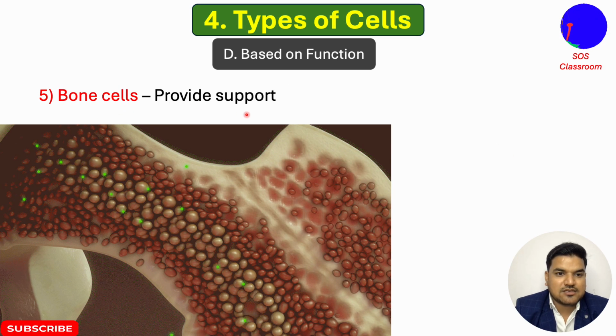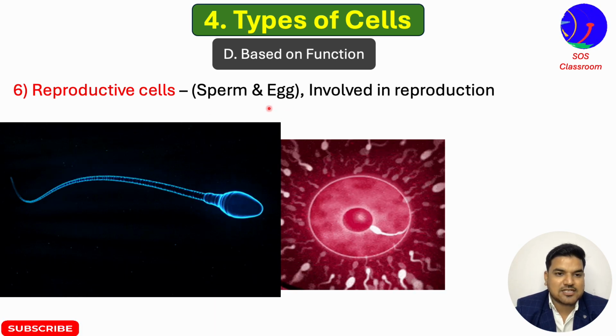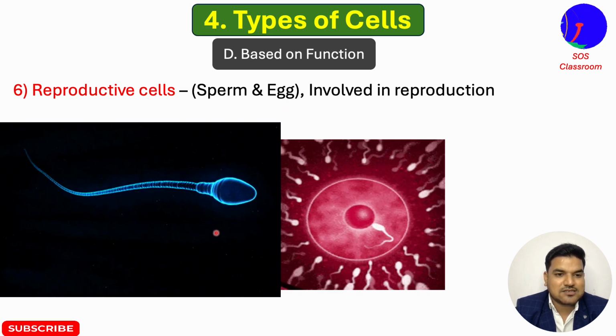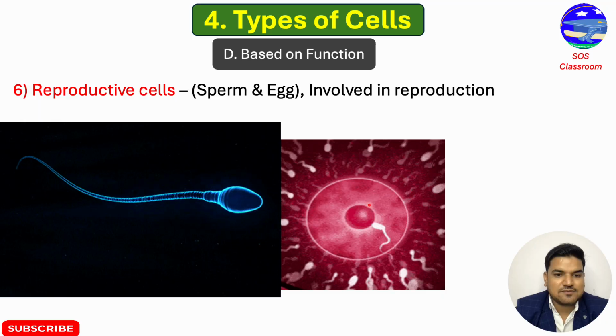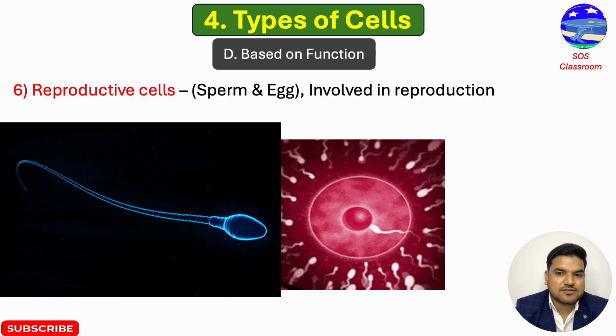Next, bone cells provide support to the body. And last are the sperm cells and egg cells: sperm cells for the male and egg cells for the female. You can see this is the sperm cell and this is the egg cell. So they are helpful for reproduction.